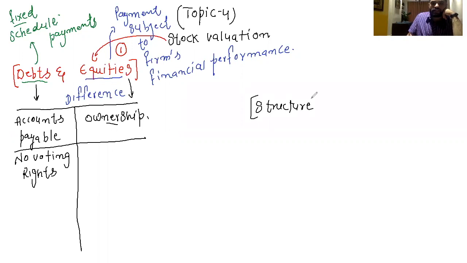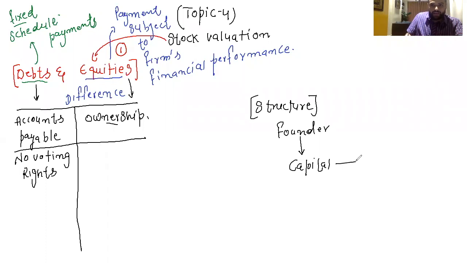What is the structure of a company? Of course we have a founder, remember? And once we have a founder, then we have shareholders, right? So it means we need capital. Capital, money, comes from equity, and money also comes from debts, equity and debts. So we got finance, we got capital.